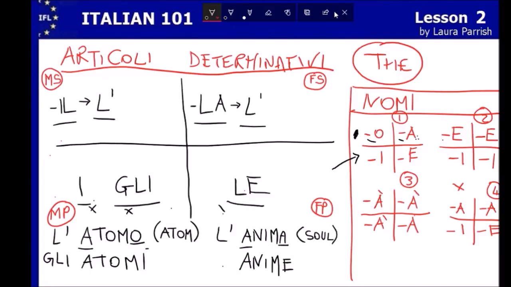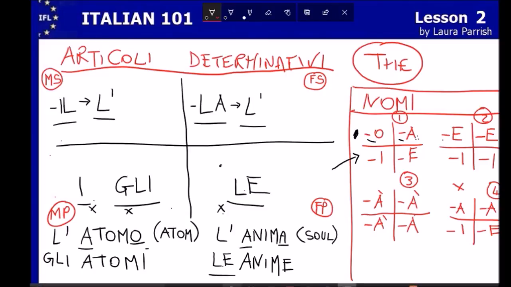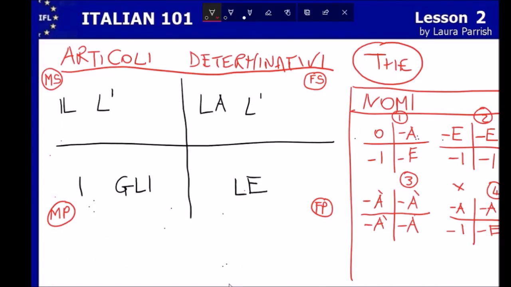Here instead you have only one article. So you are pretty lucky: when the word is feminine plural, no matter what, you always use le. Okay, so now let's write the last article that we have, that is lo. This makes everything complicated. Okay, now your articles are complete.